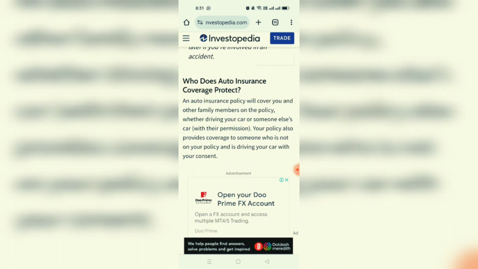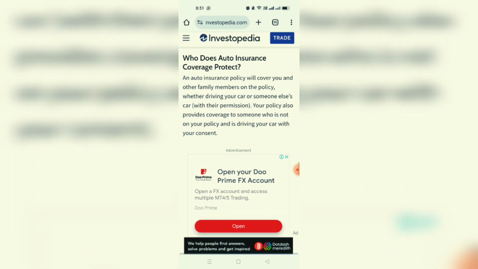Who does auto insurance coverage protect? An auto insurance policy will cover you and other family members on the policy, whether driving your car or someone else's with their permission. Your policy also provides coverage to someone who is not on your policy and is driving your car with your consent.